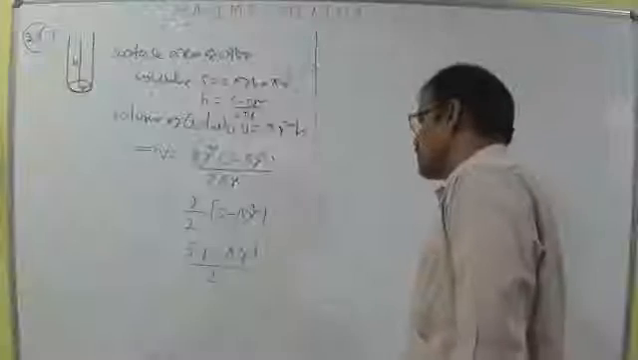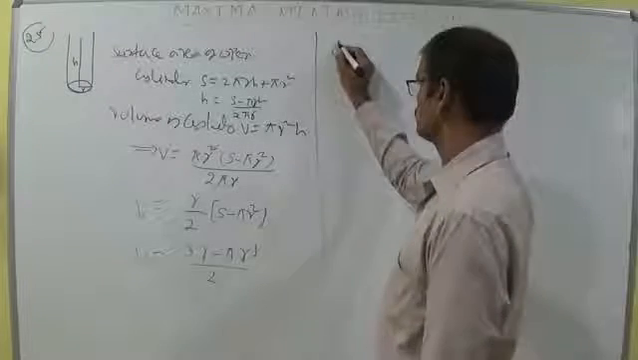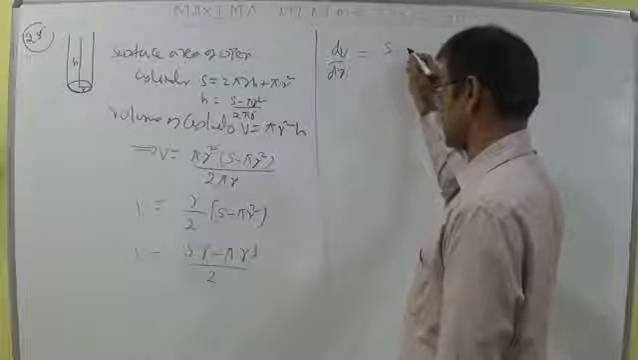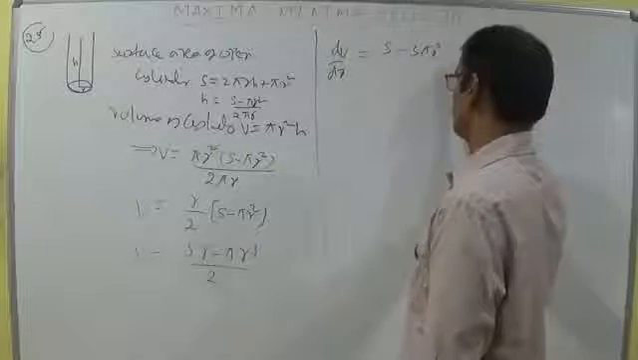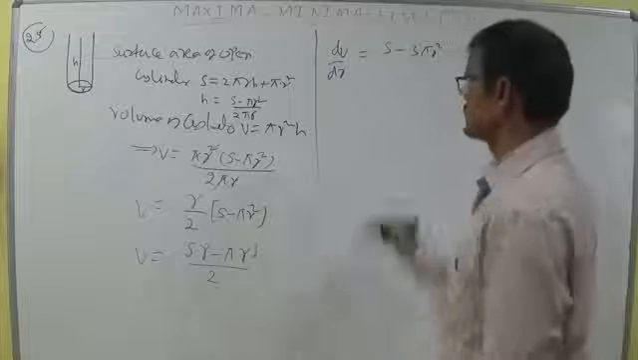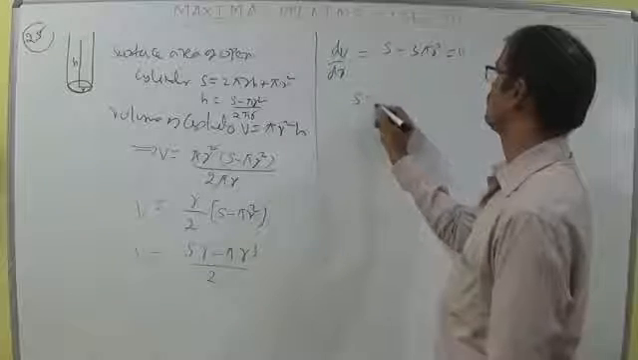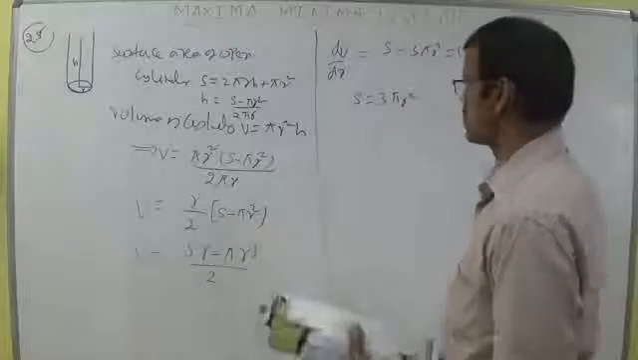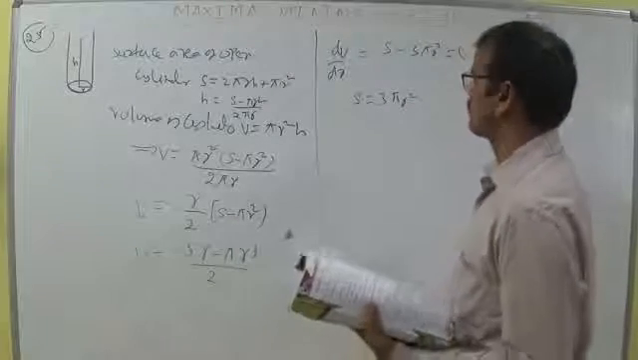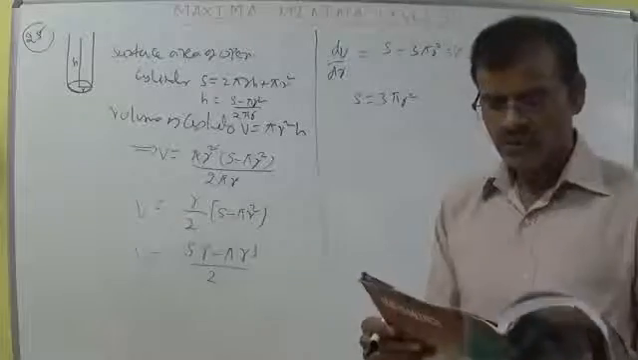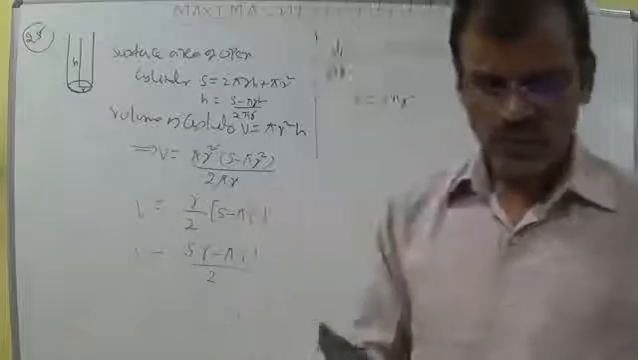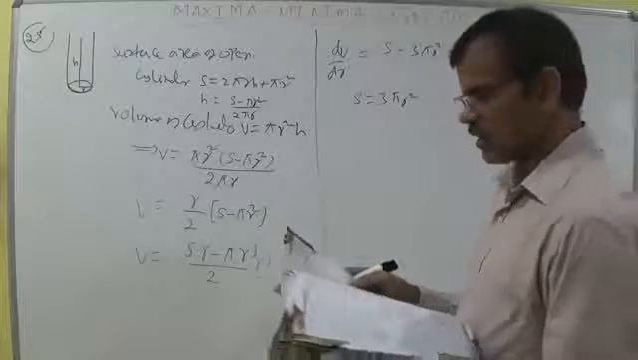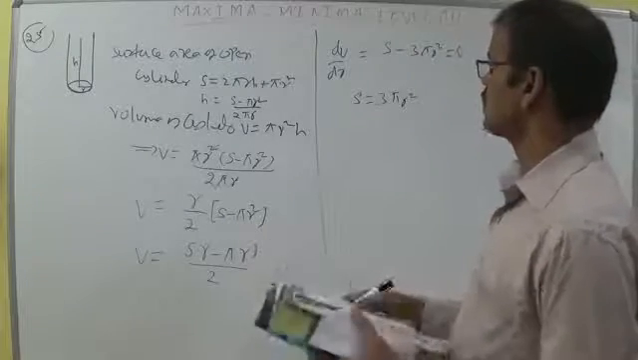If we do that, dV by dr is equal to s minus 3 pi r square equal to 0. So s is equal to 3 pi r square. Whatever the surface area we got, s is equal to 3 pi r square we got. Now which one should we calculate? S, the total surface area, we got as 3 pi r square.